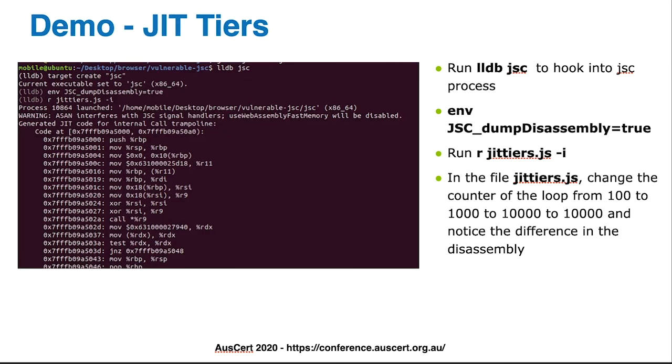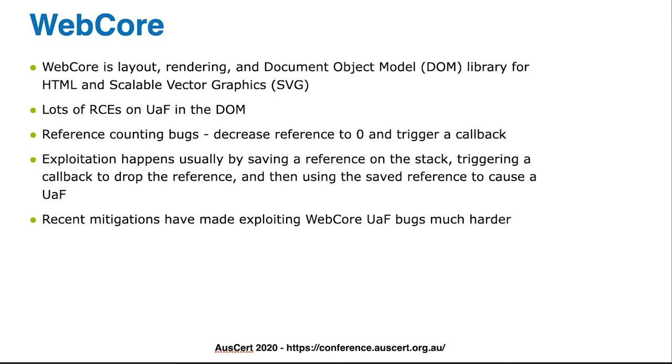This is an example of the different JIT tiers. So what you can do is attach LLDB to JavaScript core, then you can set this particular environment variable to true, and then you can have a file, let's say JIT tiers.js, which will have a specific for loop. Now what you need to do is just change the counter on the for loop from 100 to 1000, and then 1000 to 10,000, right? And then see what the output is. So you will see that it's switching the tier levels as you increase the number of the counters.